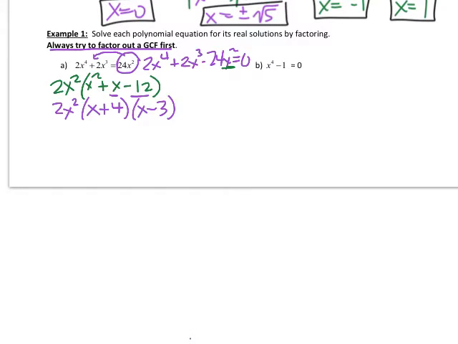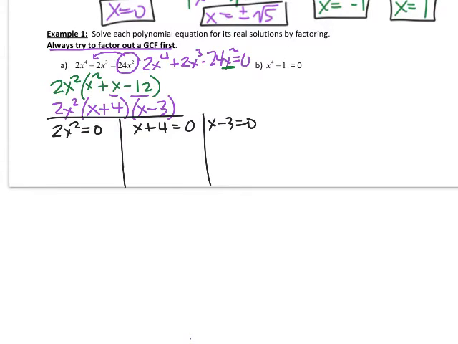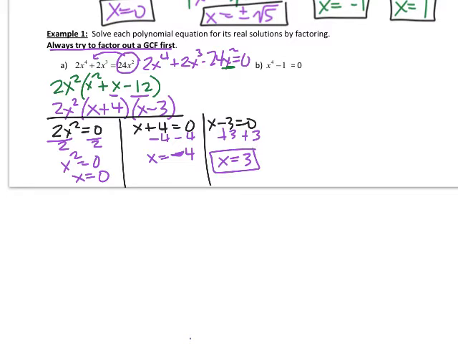And then what I have to do is set each one of these. So I'm going to set 2x squared equal to 0, because I'm done factoring after this step here. And then x plus 4 equals 0, and x minus 3 equals 0. So we're looking at those three. And then for this first one, divide by 2, x squared is going to equal 0, therefore x is 0. And subtract 4, so x is going to be equal to negative 4. And then if I add 3 here, x is going to be equal to 3. So I have 3 solutions for that problem.